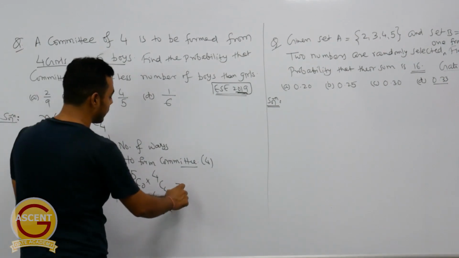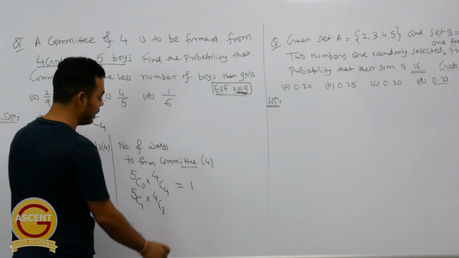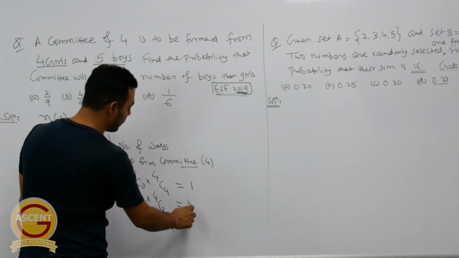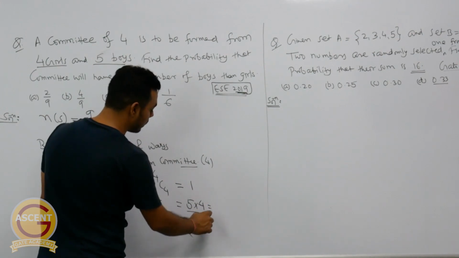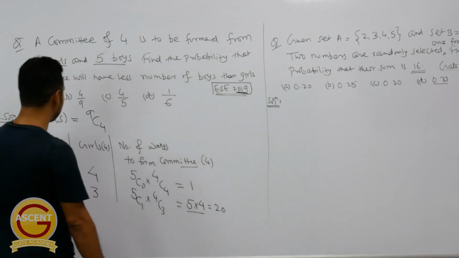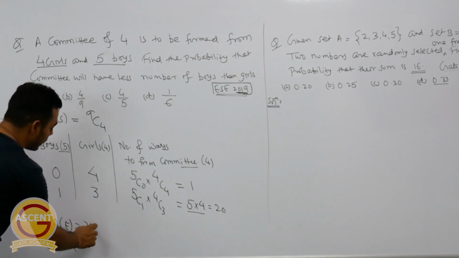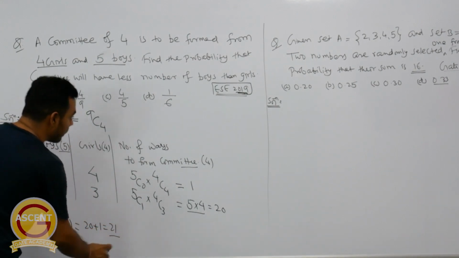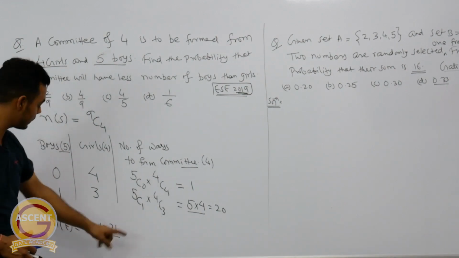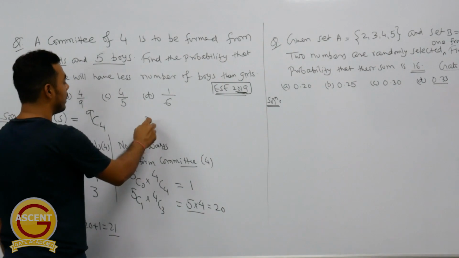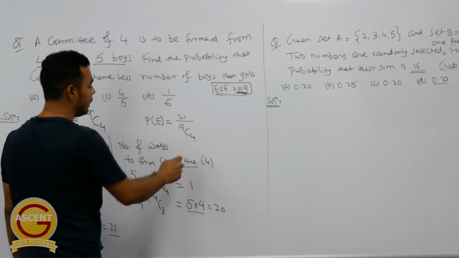Now in the first case 5C0 will be 1, 4C4 is 1, 1 into 1 will be 1. In the second case, 5C1 will be 5, 4C3 will be 4. So if you multiply this, you will get 5 into 4, 20. So this means number of favorable cases n(E) will be 20 plus 1, which is 21. So total number of cases is 9C4, number of favorable cases is 21. So this means probability of this event E will be 21 divided by 9C4.